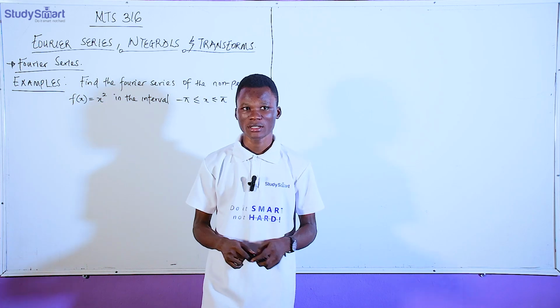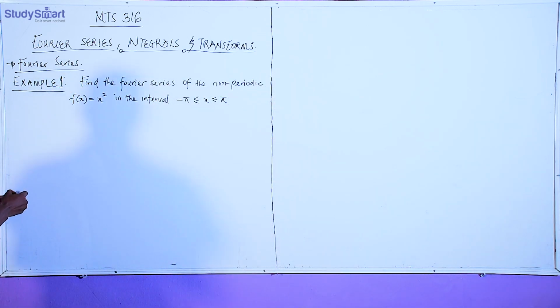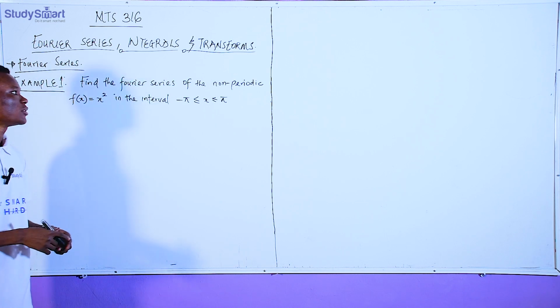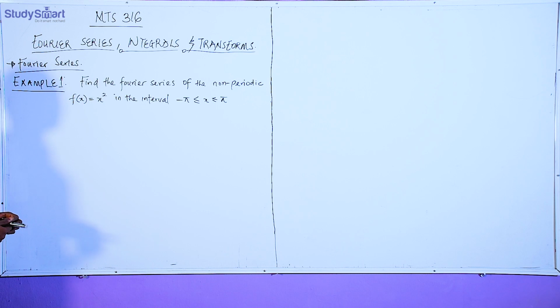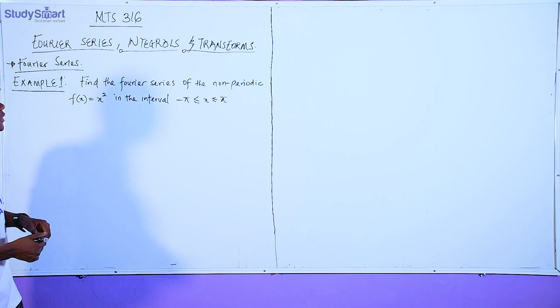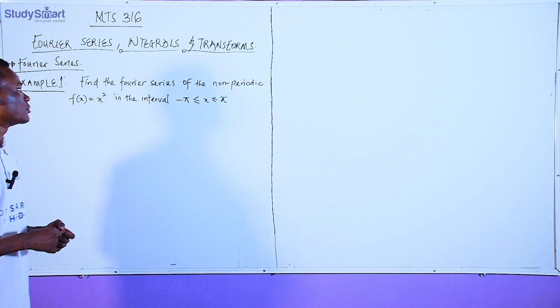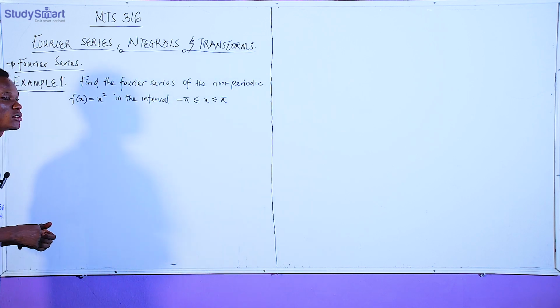So now we have an example to solve here. Example 1 says find the Fourier series of the non-periodic function f of x equal to x squared in the interval of minus pi less than or equal to x less than or equal to pi.